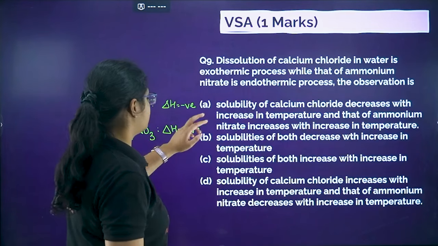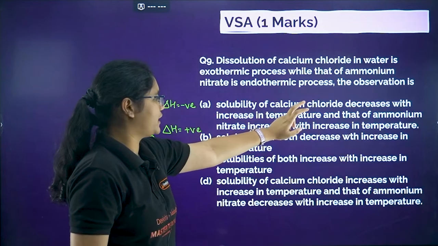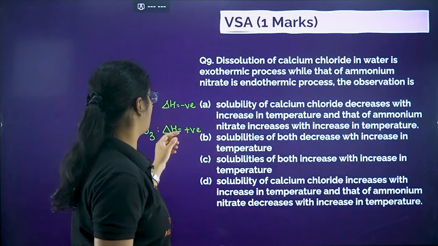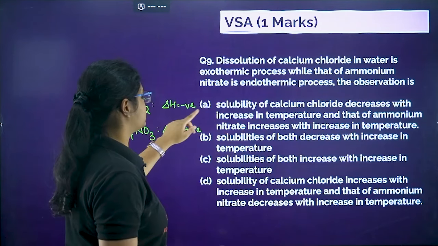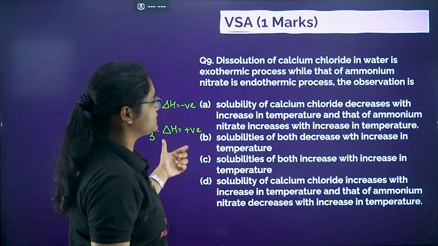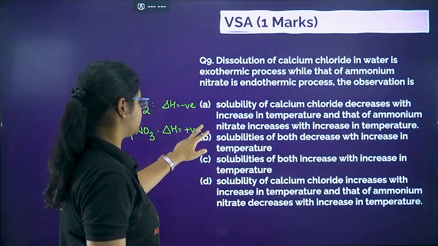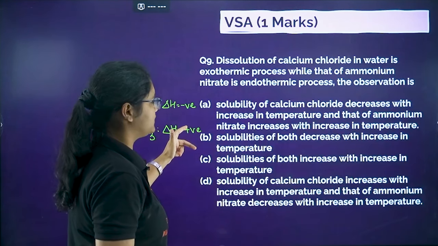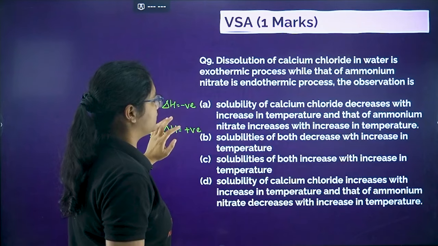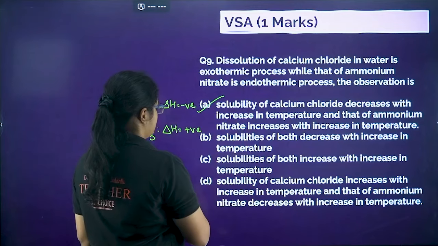Okay, so the solubility of calcium chloride decreases with the increase in temperature, and that of ammonium nitrate increases with the increase in temperature. Yes, I think that is correct, because here it is endothermic, it will increase with the increase in temperature, and here since it is exothermic, it will decrease with the increase in temperature. Okay, so option number A here.